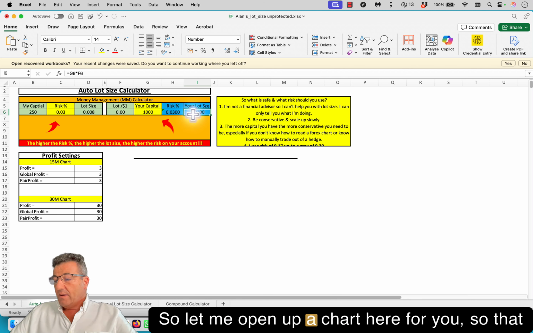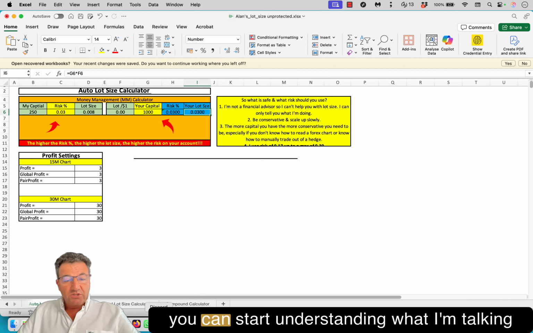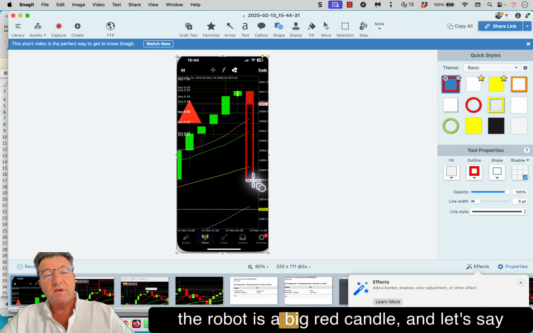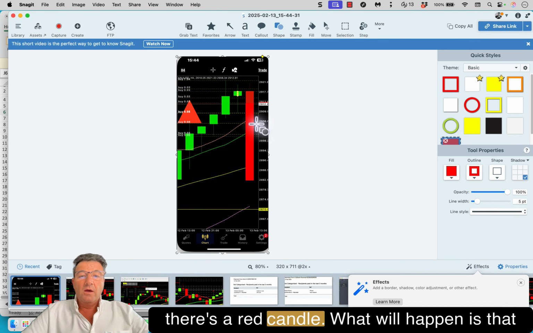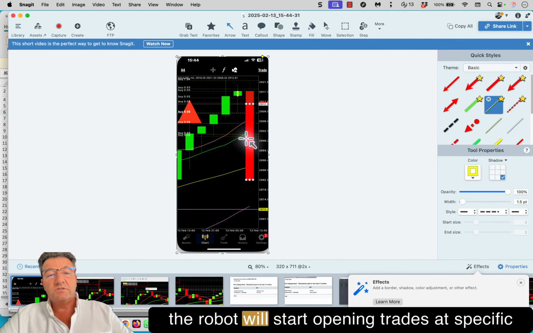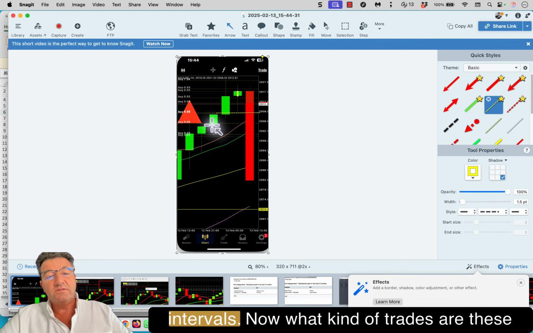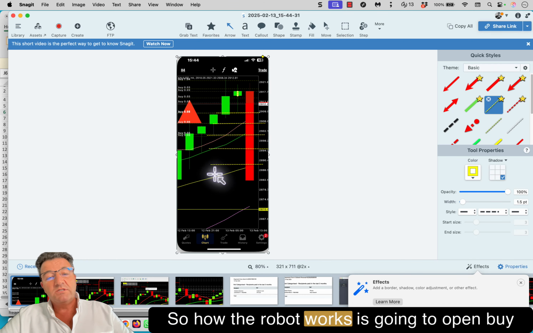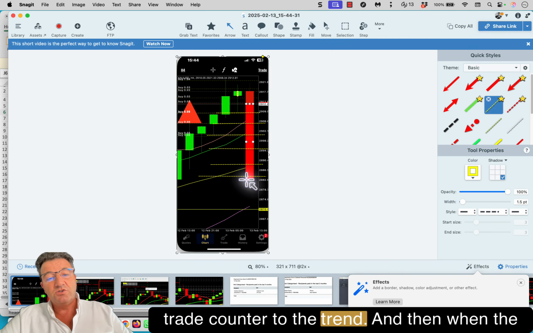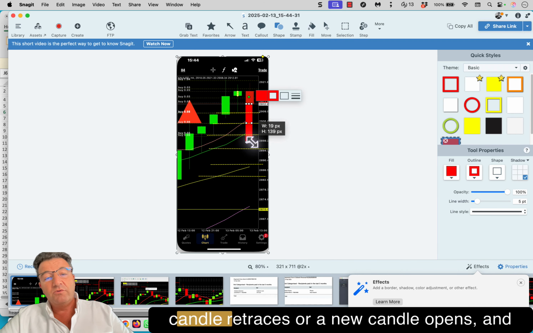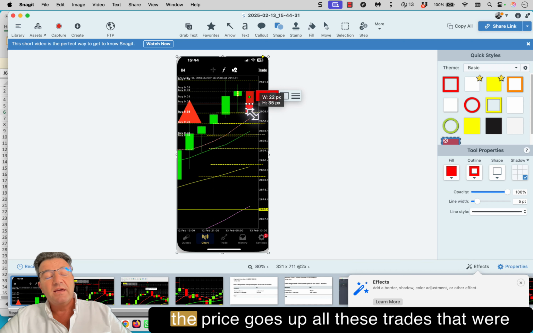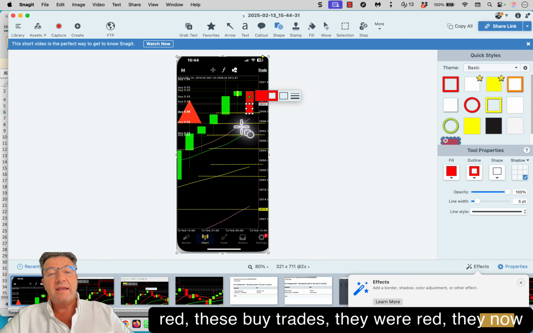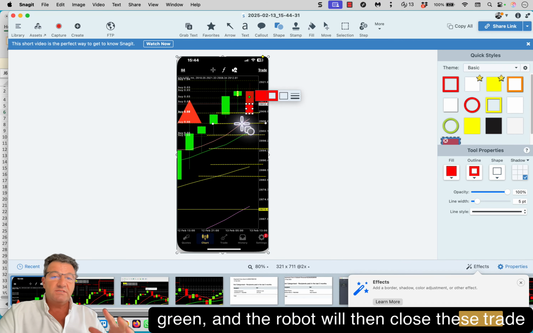So let me open up a chart here for you so that you can start understanding what I'm talking about. Let's say there's a big red candle. What will happen is that the robot will start opening trades at specific intervals. Now, what kind of trades are these going to be? These are going to be buy trades. So how the robot works is it's going to open buy trades counter to the trend, and then when the candle retraces or a new candle opens and the price goes up, all these buy trades that were red are now green, and the robot will then close these trades out.